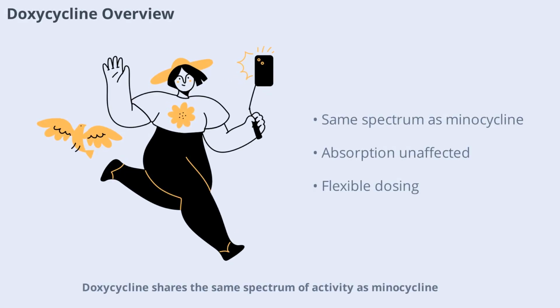Doxycycline shares the same spectrum of activity as minocycline. Its absorption from the gastrointestinal tract is not affected by calcium, metal ions, or antacids, making it more convenient for patients. Dosage typically starts with 100 mg twice on the first day, followed by 100 mg once daily or 50 mg twice daily for 4 days.